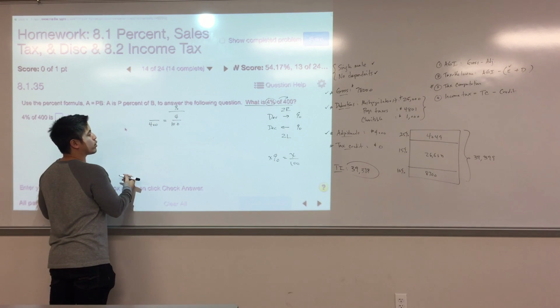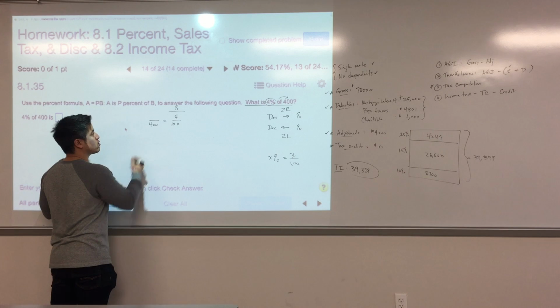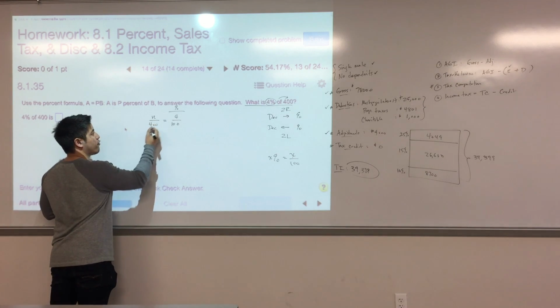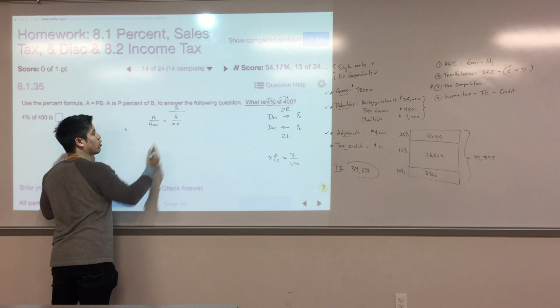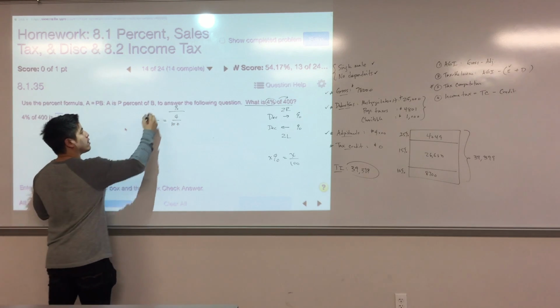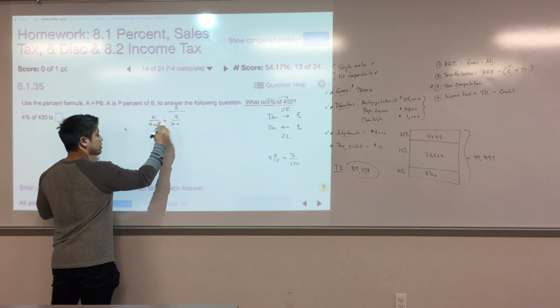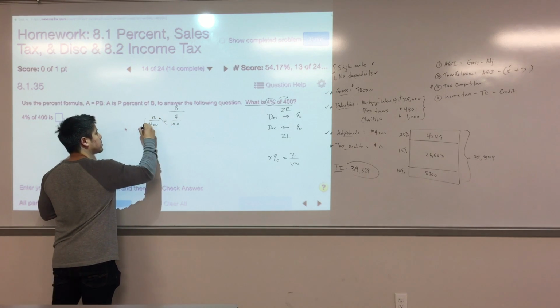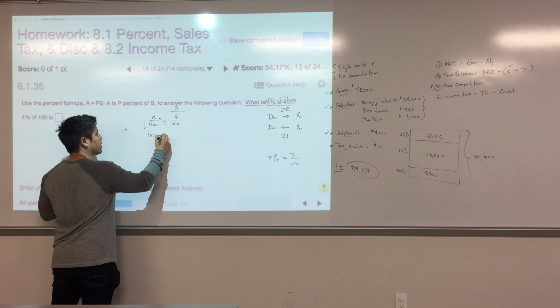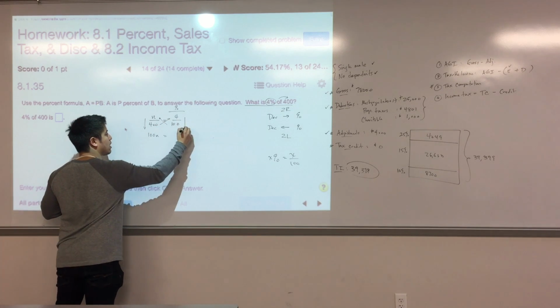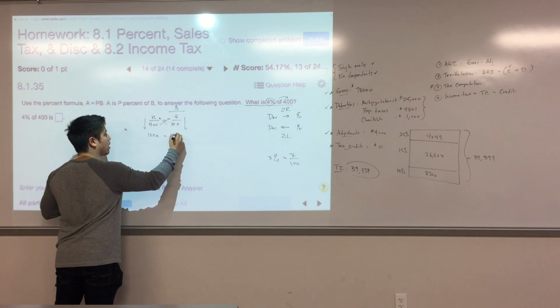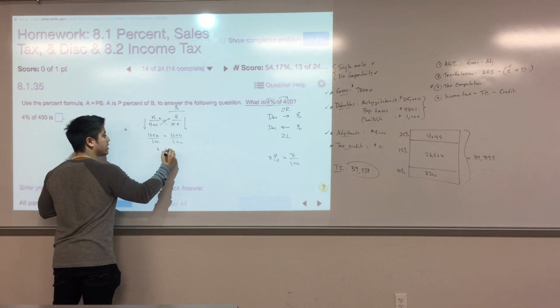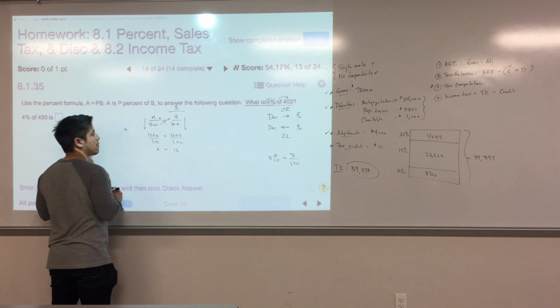So, we know what we need to solve for. Our number out of 400 is equal to 4 over 100. To solve it using proportions, we take 100 times n, which is 100n. We take 400 times 4, that's 1600, and then we divide by 100. And so n is 16.